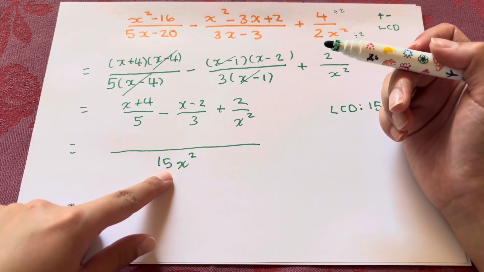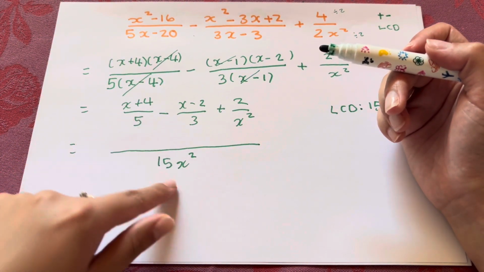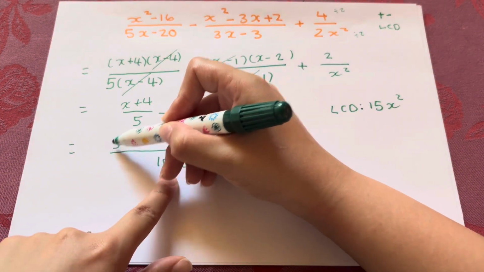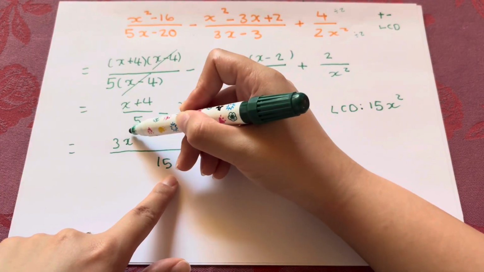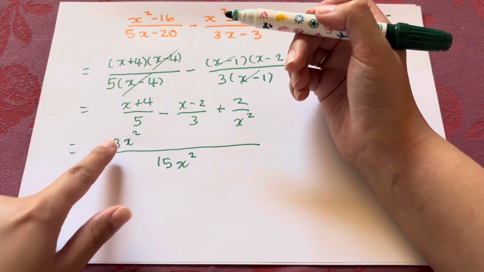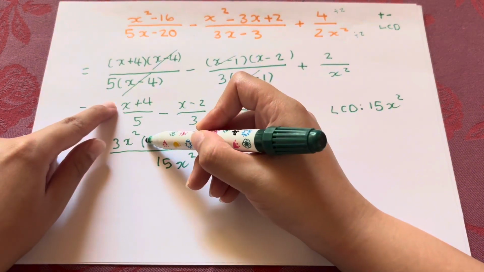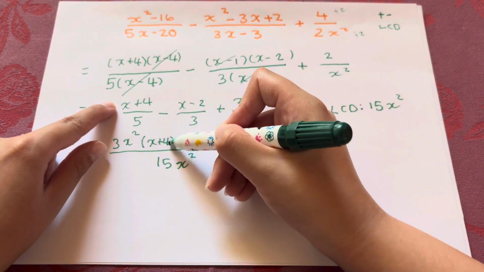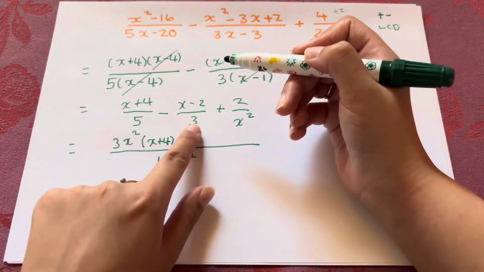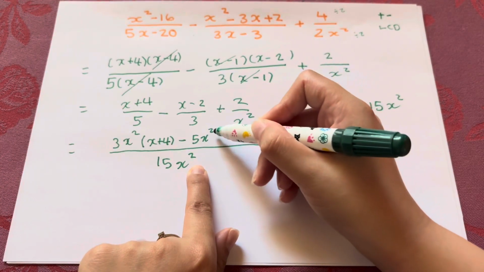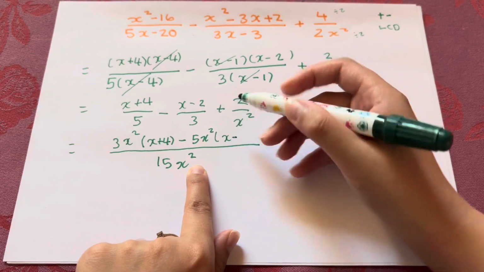5 to 15x squared, I'm lacking a 3x squared. I need to times this by 3x squared to get here. So I take the difference, which is the 3x squared, right? 5 times 3x squared is 15x squared. And I need to multiply that by the current numerator. Same here, 3 to 15x squared, I need a 5x squared, which I'll distribute with that existing numerator.